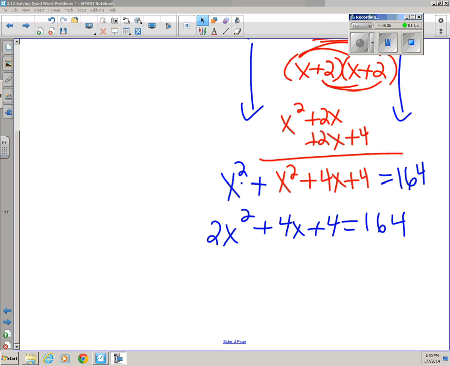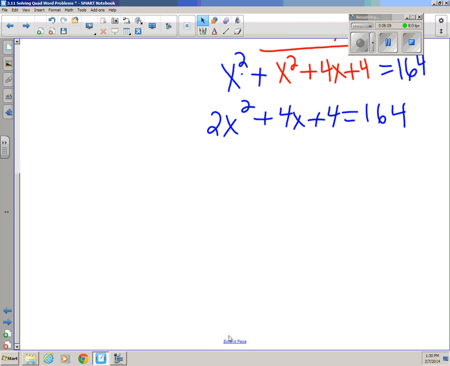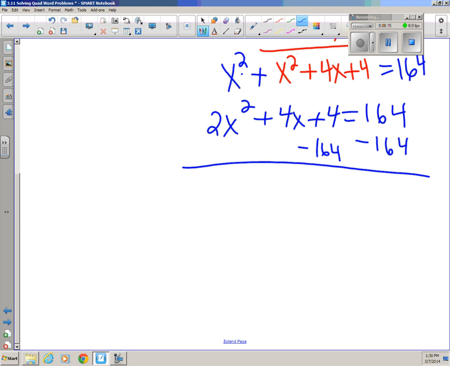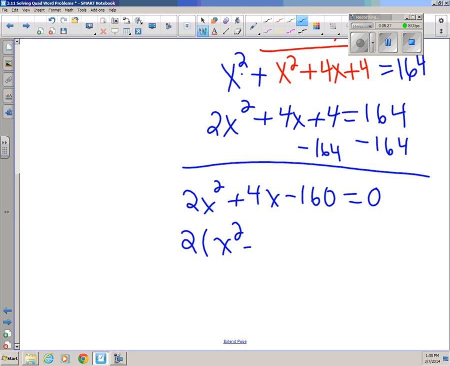So then when you look to set the equation equal to 0, what you're going to need to do is subtract 164 from both sides. By doing that, you're going to get 2x squared plus 4x minus 160 equal to 0. This is going to be factorable by GCF. So pull out your GCF, which is 2. x squared plus 2x minus 80 equal to 0.